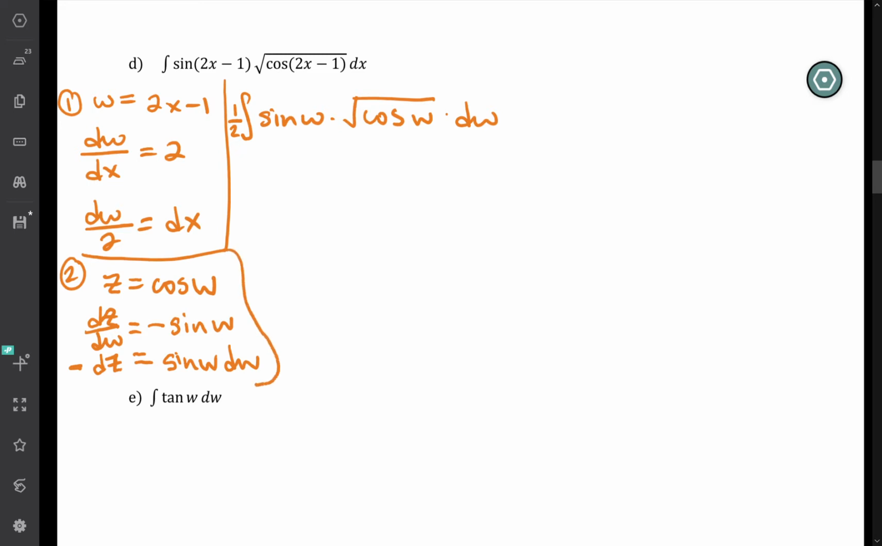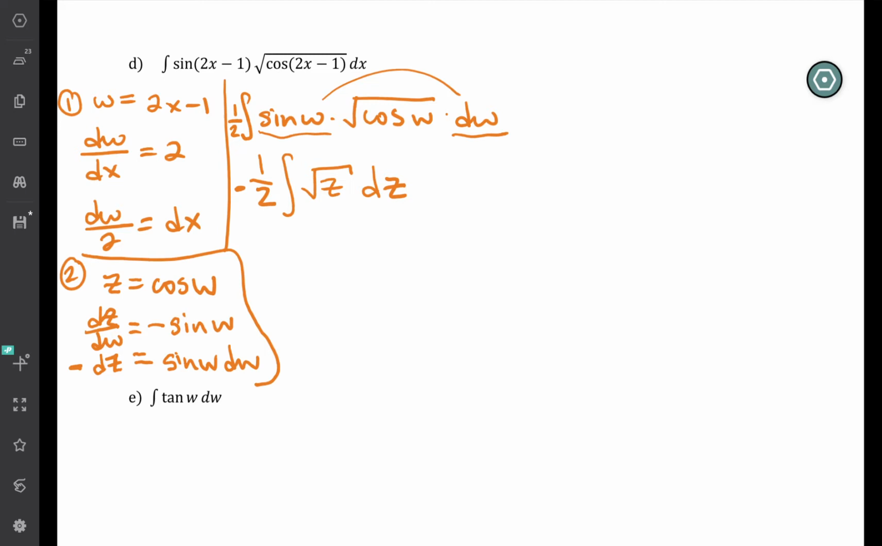Which then turns this into the 1/2 is still sitting there. Sine w dw becomes my minus dz. So here, we're going to save that up for just a second. We're going to have square root of z, that's the square root of cosine, and then sine w dw gets replaced by dz, and then I'm just going to throw that minus out in front as well. I encourage you to move those constants out whenever possible to make things simpler. So here I'm thinking z to the 1/2.